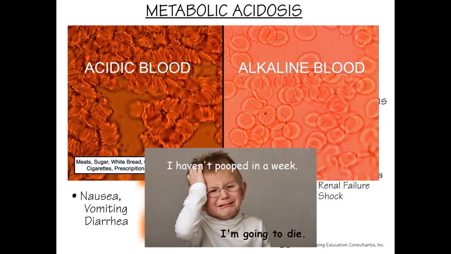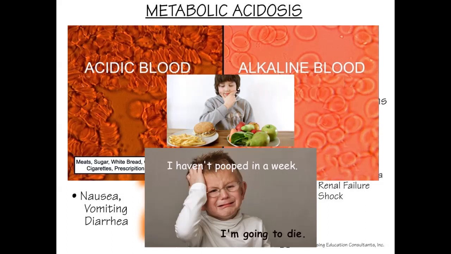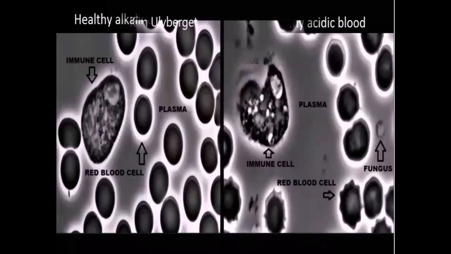One of the things they did in the study, they were looking at several different diets. They looked at how often people have a bowel movement, and it is like once a week. It's really not pretty. Yeah, you want acidic blood, eat like that.